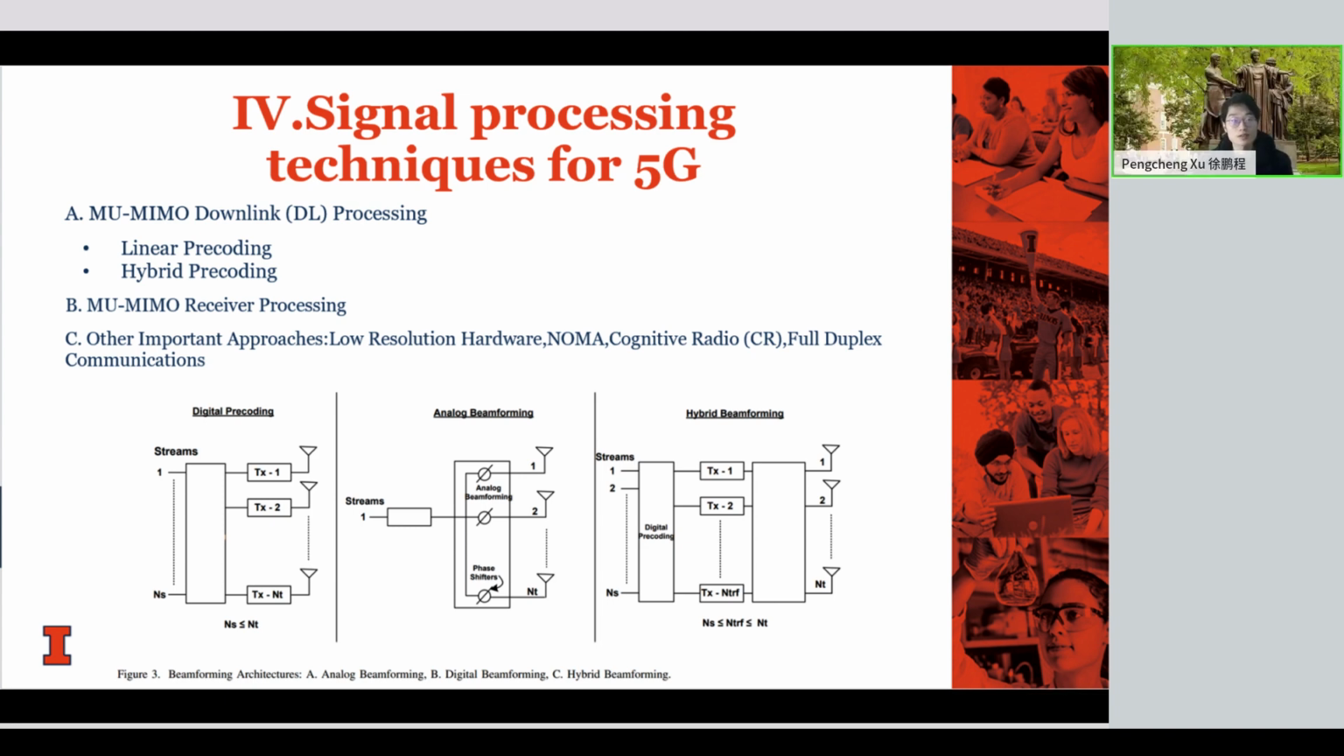Consider K users with channels H1 to HK, and there are NS streams of data sent to a total of NR receive antennas at the K devices. The transmitter has NT antennas and forms the precoded signal S equals Fx. So different antennas will have different functions.